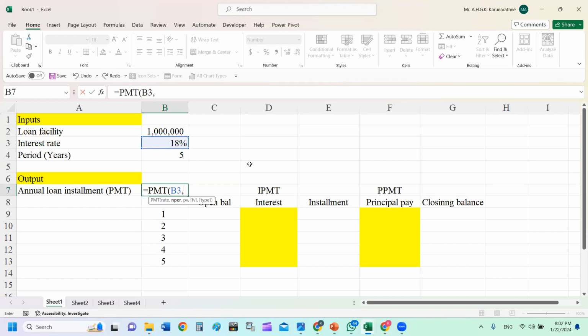Number of payments: the period is 5 years. You are paying annually, so the number of payments is the same, five payments, comma. Present value means the amount you borrowed today. In a loan scenario, present value is what you borrow today, which is your loan amount. Show the loan, comma. Future value is applicable if you want to generate a saving at the end of the loan settlement.